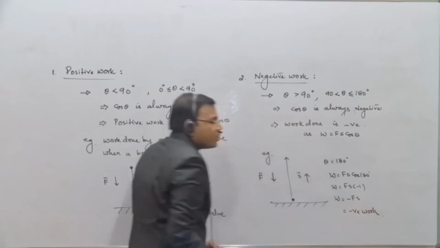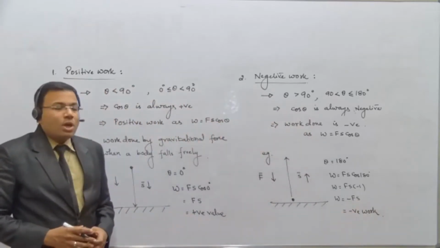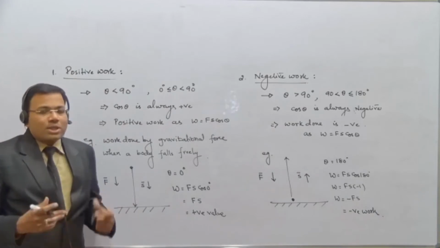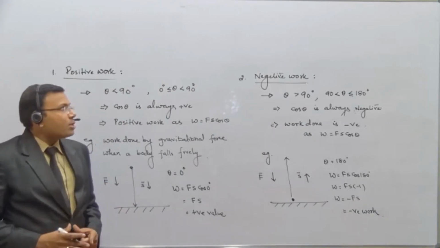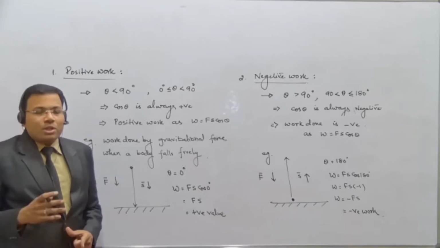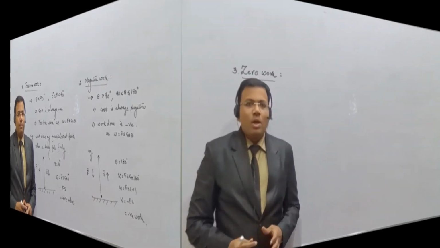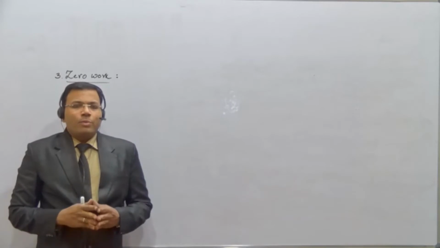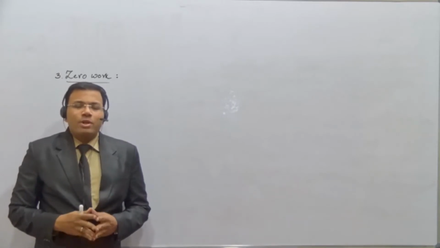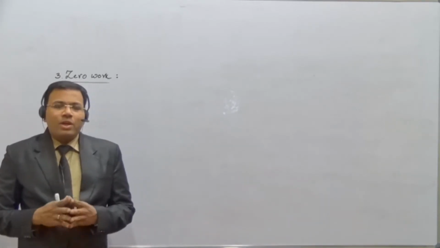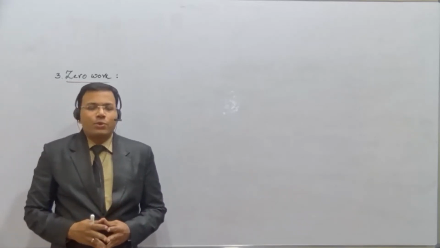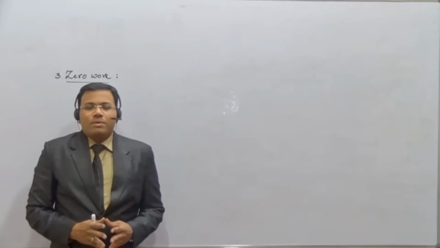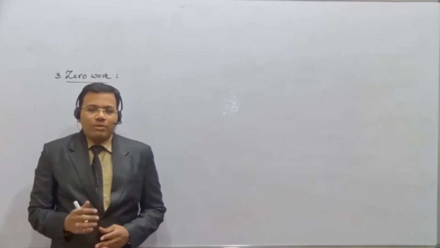So we have seen, students, what is the positive work, what is the negative work, what are the situations, everything we have analyzed. So we move to the next topic, that is the zero work. Now, students, we move to the next type of work, that is zero work. We have seen the positive work, we have seen the negative work. Now let us go for the zero work.